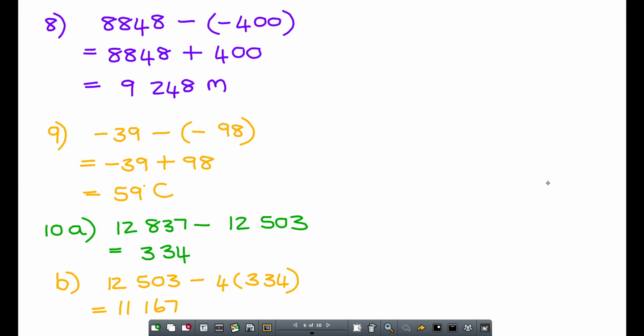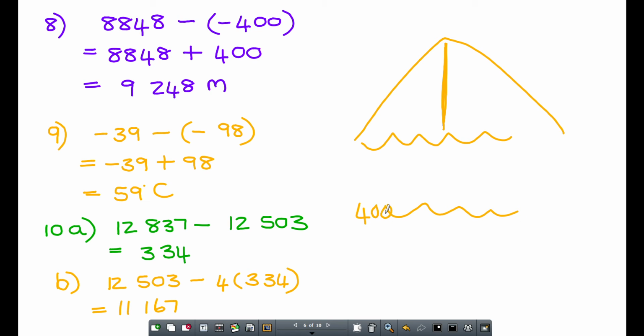Now again, these two minuses are going to give you a plus, which means just 400. Just think of it as if this is the ocean and that's the hill, and the Dead Sea is here, 400 below sea level. So you first have to go the 8,848 and then another 400 to get there. That's why the difference is so much bigger. All right.